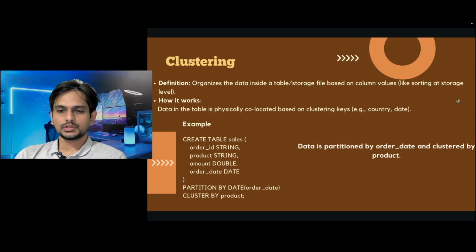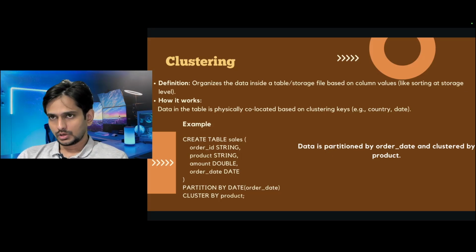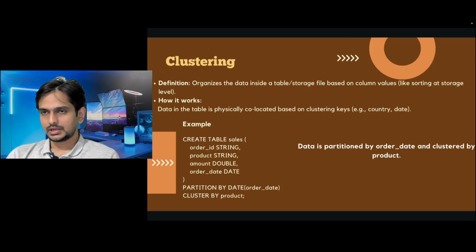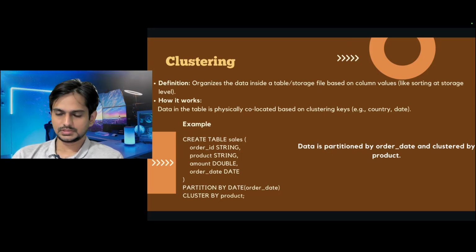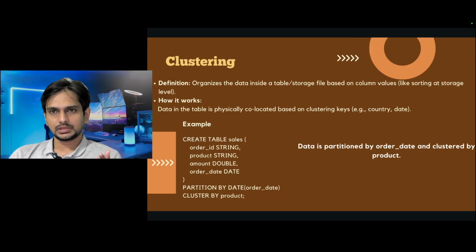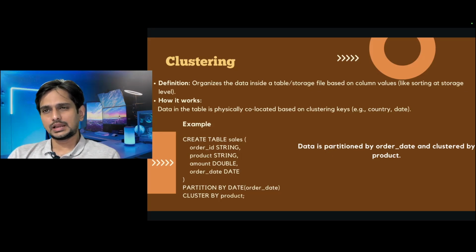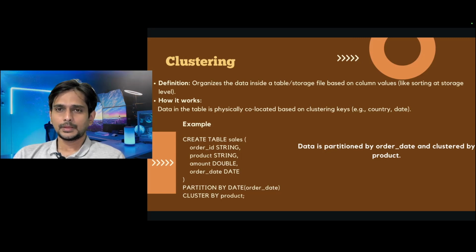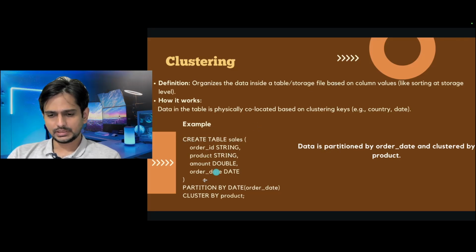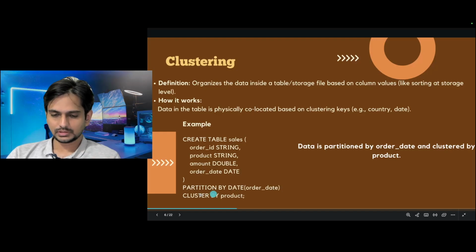All right, let's move to the clustering concept. Clustering means organizing the data inside a table based on one or more columns. That is what we call clustering, and it's known as the clustering key. Unlike partitioning, clustering doesn't create separate folders or directories. Instead, it arranges data more efficiently within the storage files themselves. For example, here we are creating a sales table, partitioned by date, which is anyway partitioning, but clustered by product.